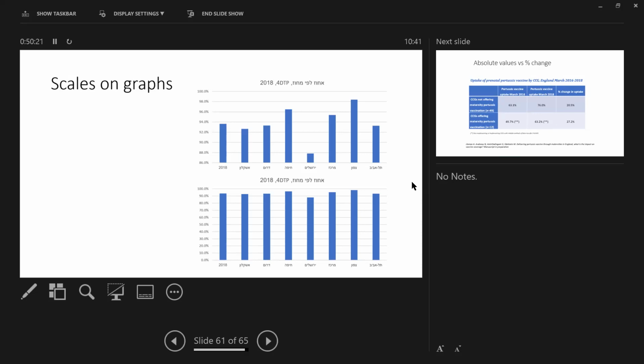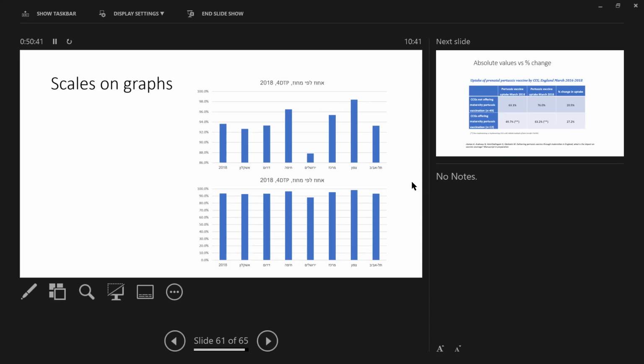Because you can cut the graph like this. Well, look at this. What is the top one? It's a manipulation, because it starts from 86%. Exactly. But it's the same. There's no difference, but it looks like there's a huge difference. Well, is there a difference or not? It depends on whether you cut it.